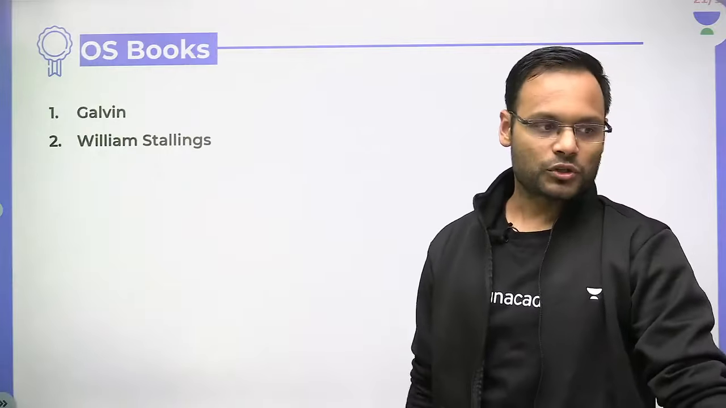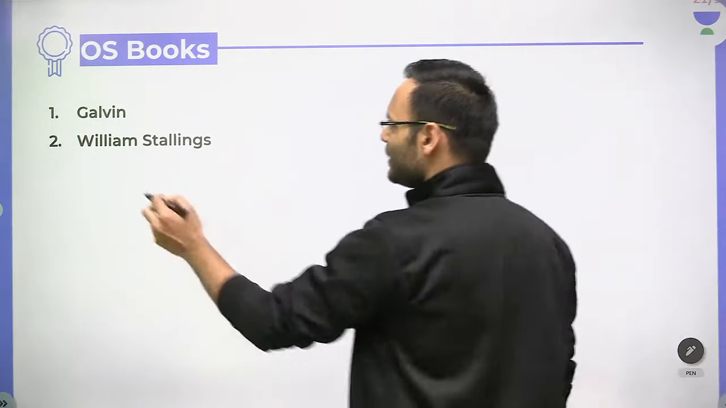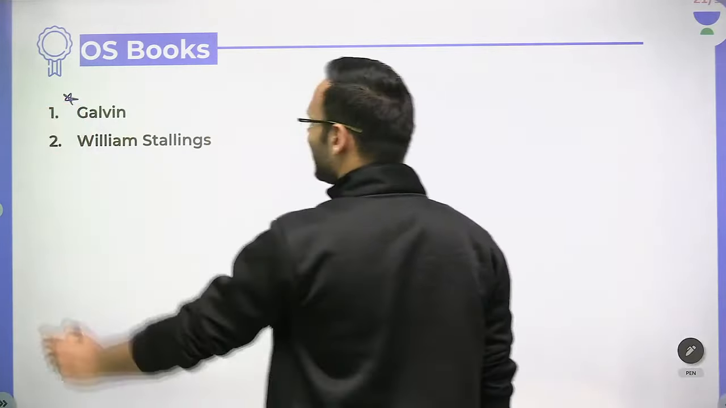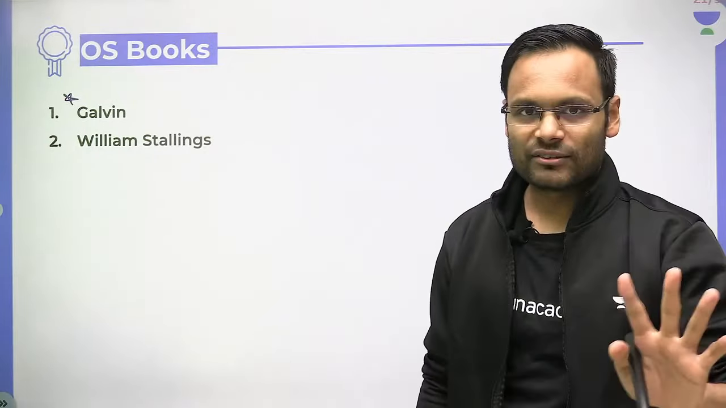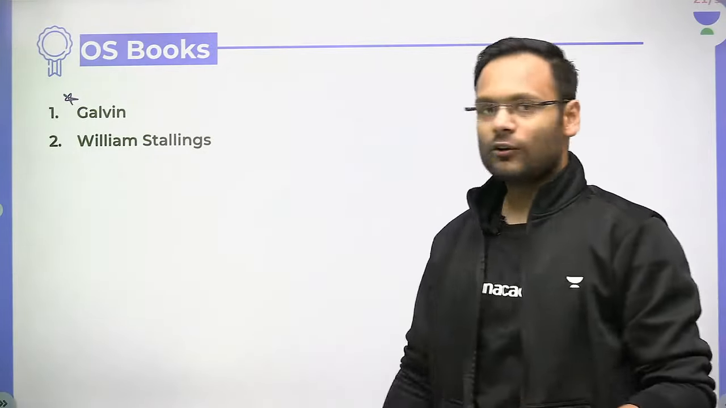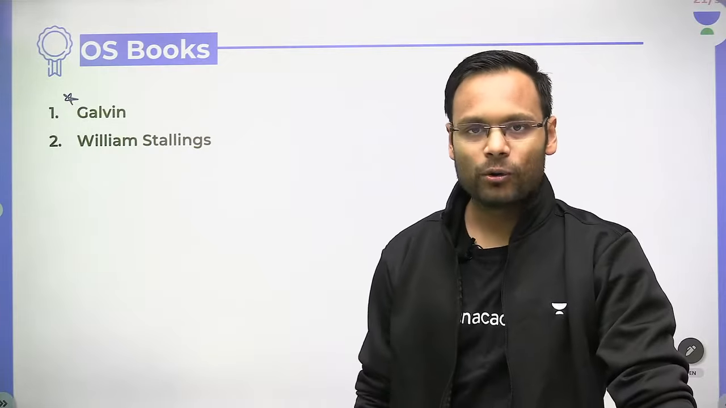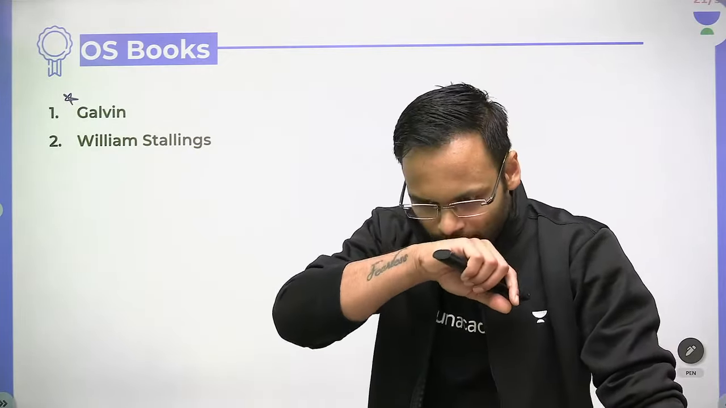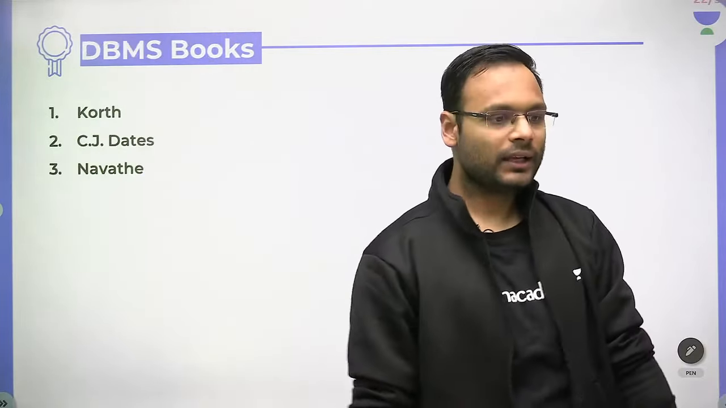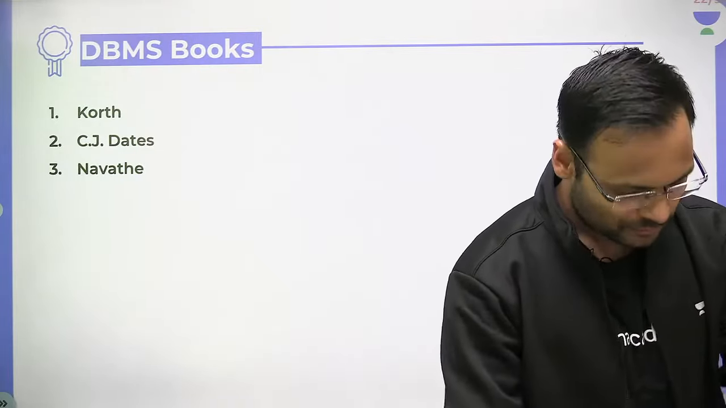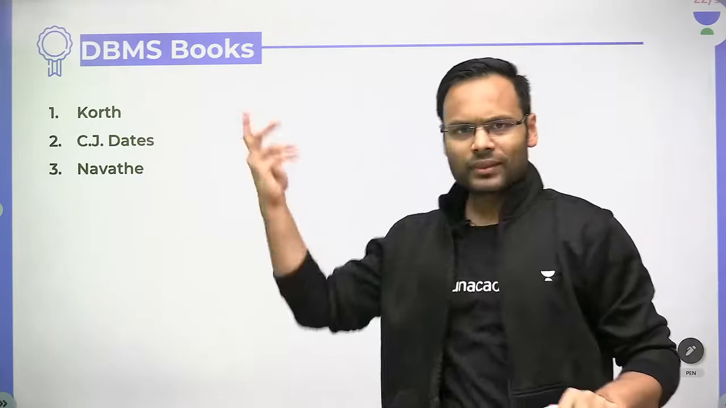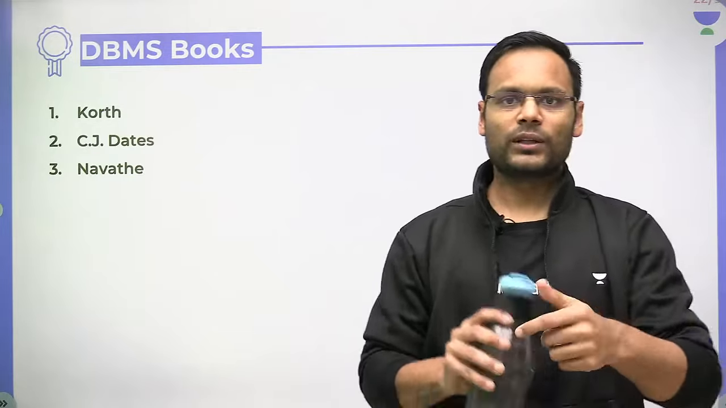Fine. Then books, operating system. This is an amazing book. You can follow this and that's it, operating system will be over. William Stallings is also a good book just because people follow it in college. Then we have some books for DBMS also. Korth is like everything is available over there.